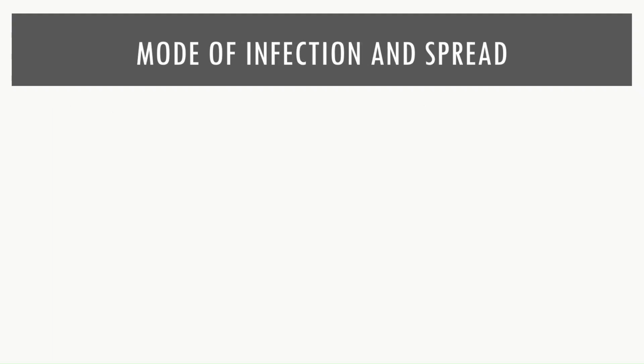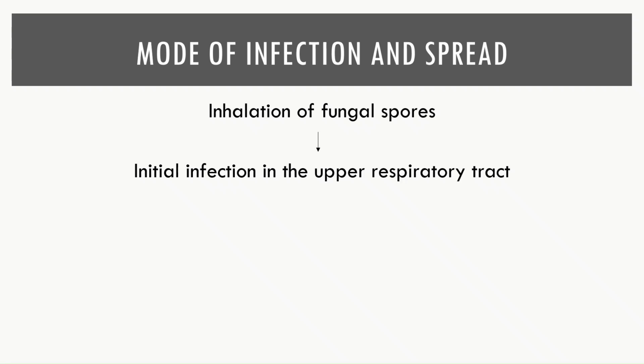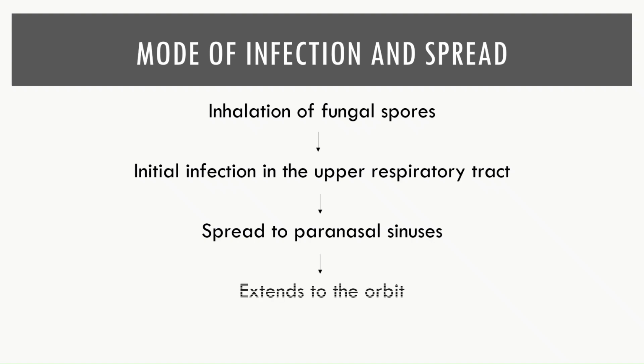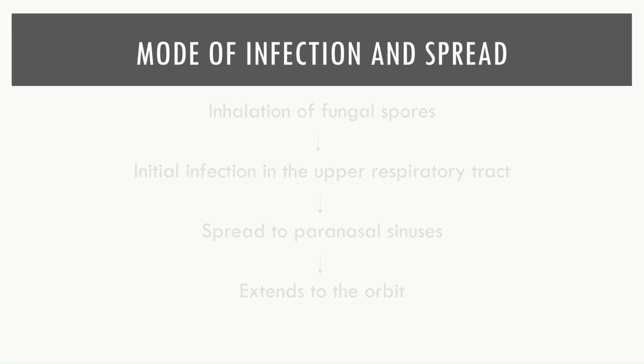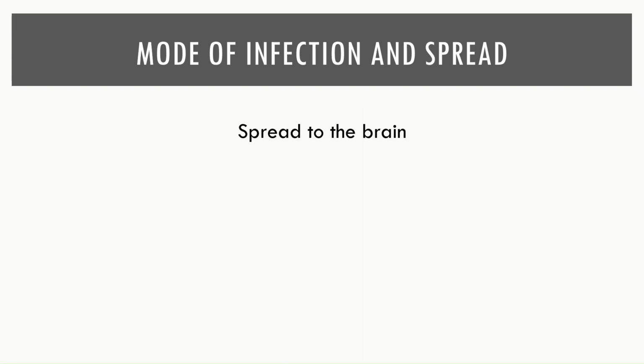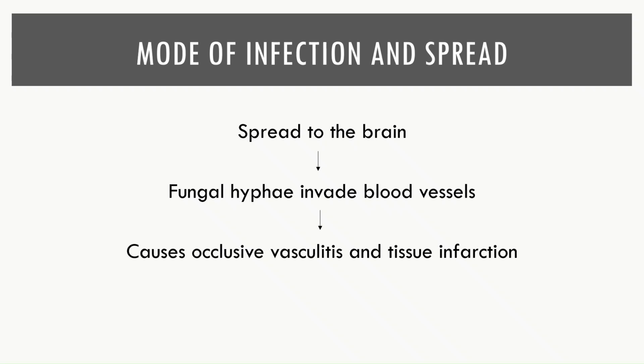Mode of infection and spread. The infection is acquired by inhalation of spores, leading to an initial upper respiratory tract infection. It spreads to the paranasal sinuses and then to the orbit. It can then spread to the brain, and the fungal hyphae invade the blood vessels, causing occlusive vasculitis and tissue infarction.